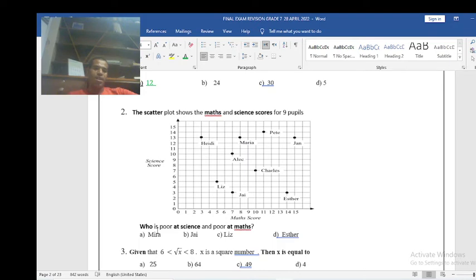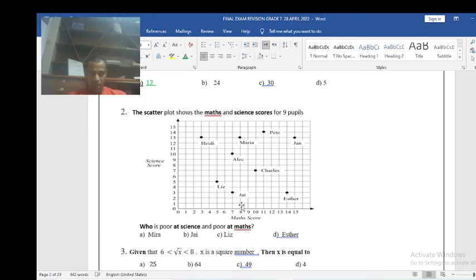The question here is: who is poor at science and poor at maths? So let's see if it is Esther or Jay or Liz or Charles or Alice or Martin or Pat or Jan or Hadi. From this scatter plot, you can find the student who has poor science and poor math scores.